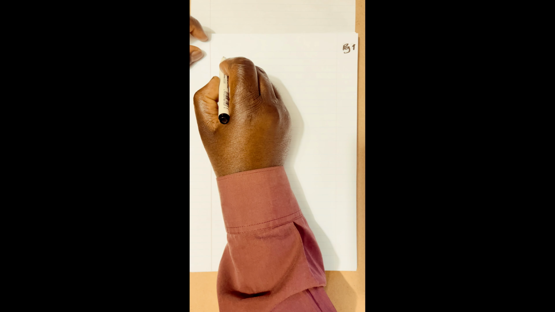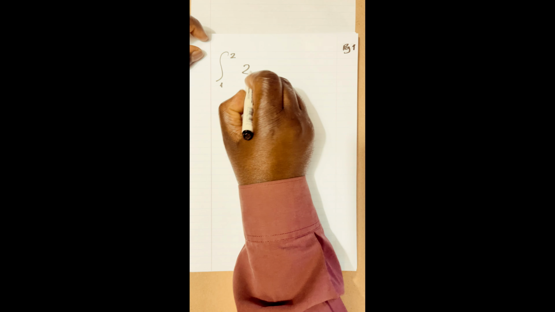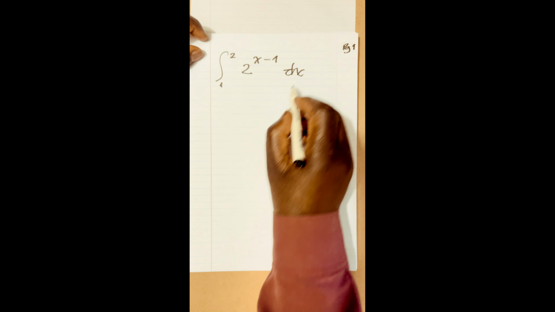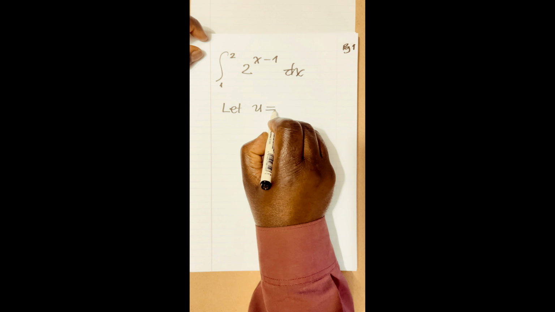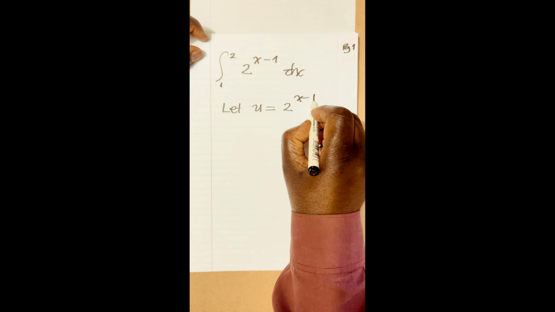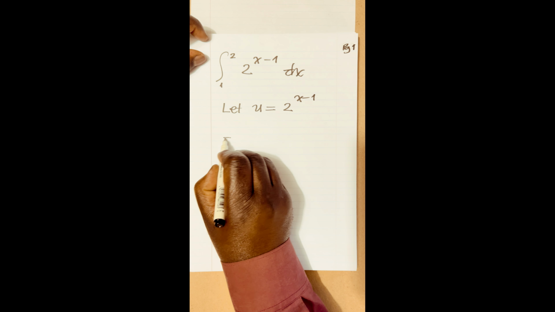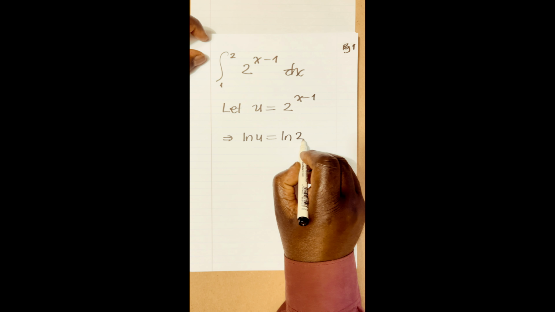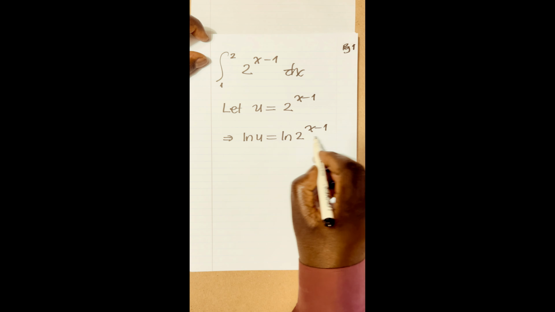Let me capture the integral. So we have the integral from 1 up to 2 of 2 to the power x minus 1 dx. What I was saying is we're going to let u be equal to 2 to the power x minus 1. What do we do next? Take natural log on both sides. That implies the natural log of u is equal to the natural log of 2 to the power x minus 1. Applying laws of logs, the power must multiply.